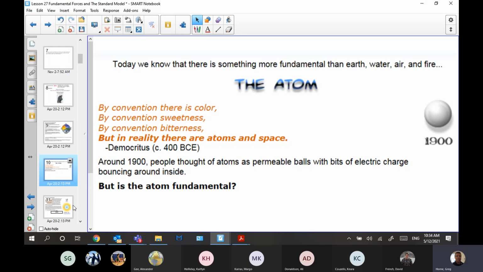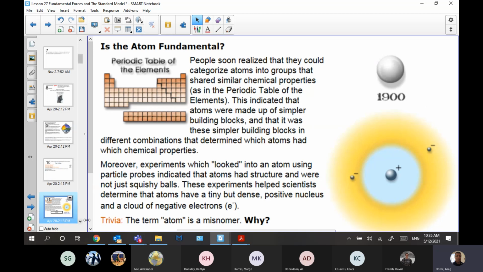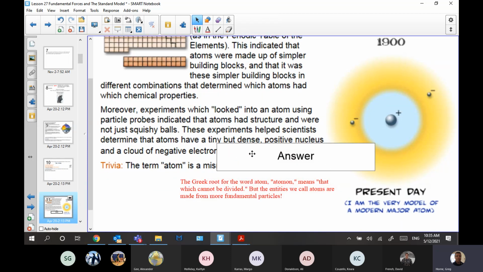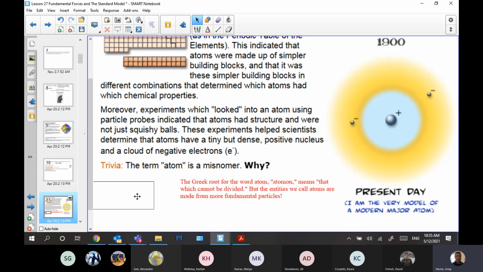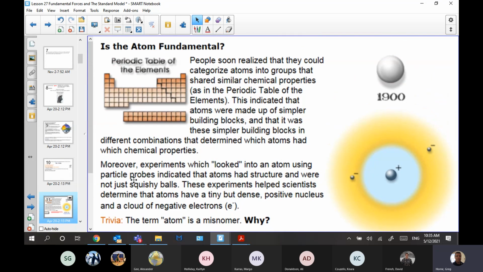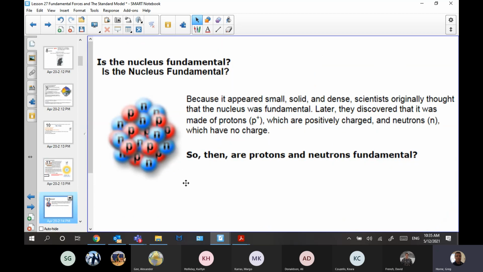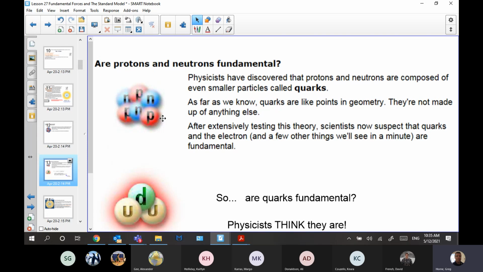I'm just bouncing through this because this is just summarizing ideas, right? And then the atom. The atom means indivisible. It turns out they're actually made up of even more fundamental particles. So truly, the atom isn't actually the smallest bit of matter. It's made up of smaller things, for example, in the nucleus, the neutrons and the protons. And then even more than that, of course, the protons and neutrons are made up of things.